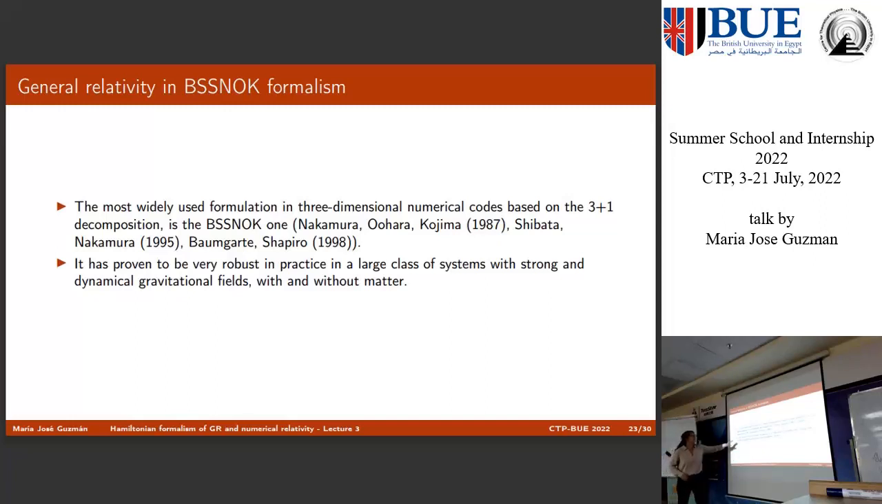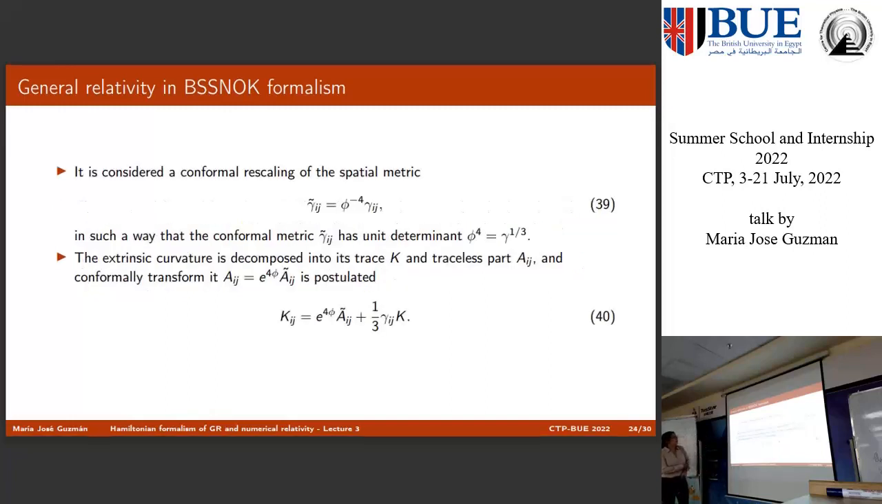Yeah, and it also reflects the complexity of the Einstein equations in the full system. This system has been proven to be very robust, and I'm going to introduce it very briefly now.